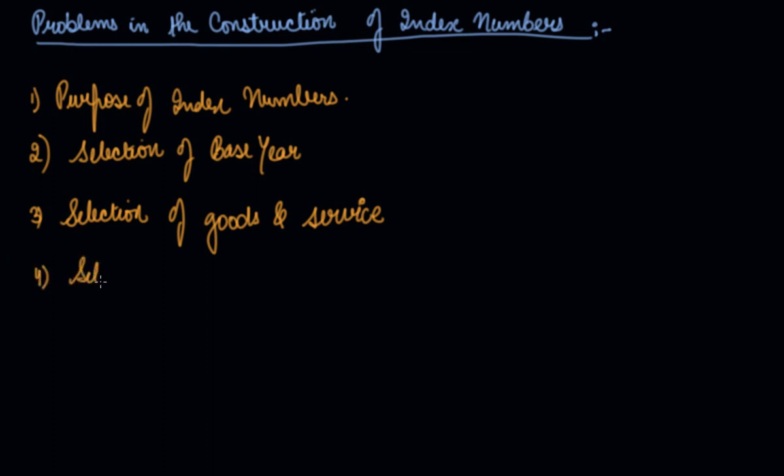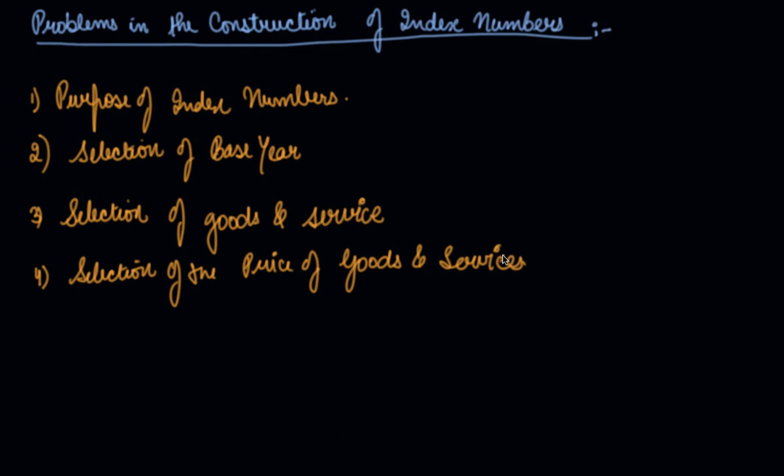Fourth comes here, selection of the price of goods and services. Now it becomes very difficult when you have to construct the index number whether you will take the wholesale prices or the retail prices, controlled prices or the open market prices. What prices will you consider while constructing the index number? This becomes the other problem. Fifth, to find out the average price. Now, in the construction of index number, base year values are assumed to be 100 and other values of different years are related to 100. So, it is difficult to find out the average price because price keeps on changing over the years.